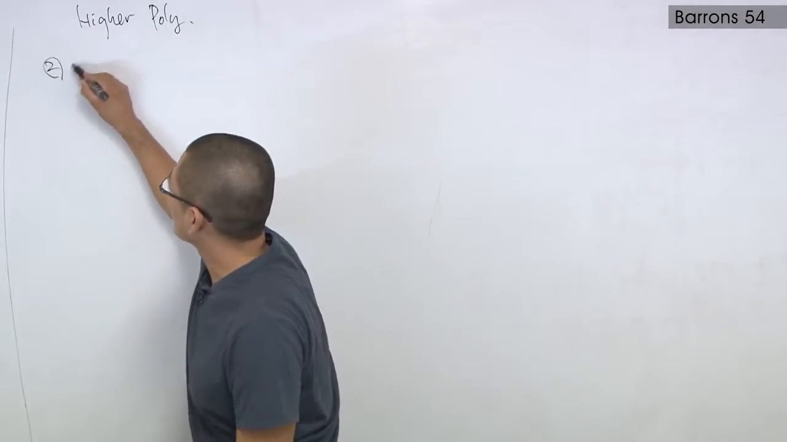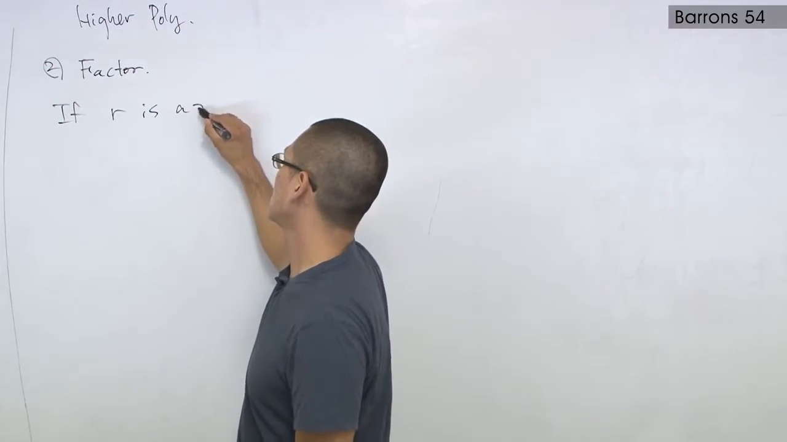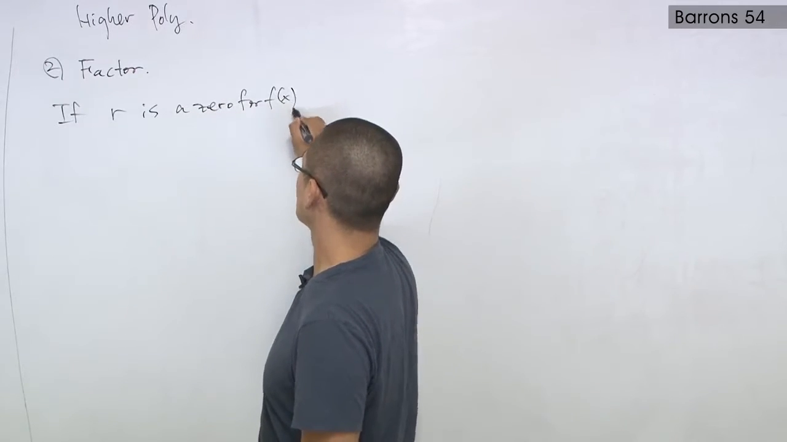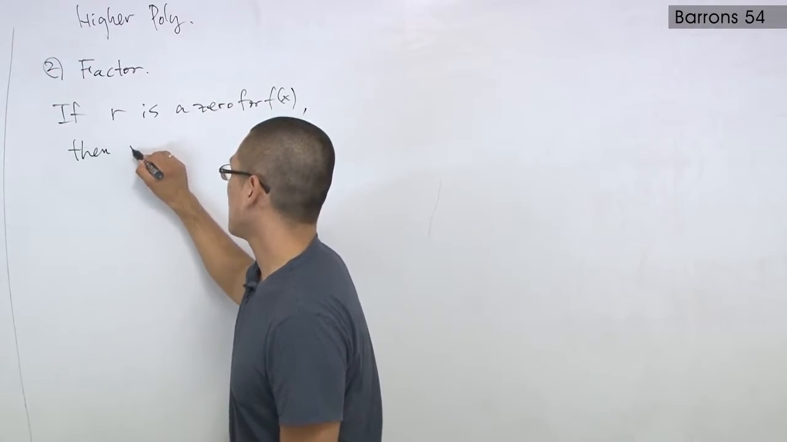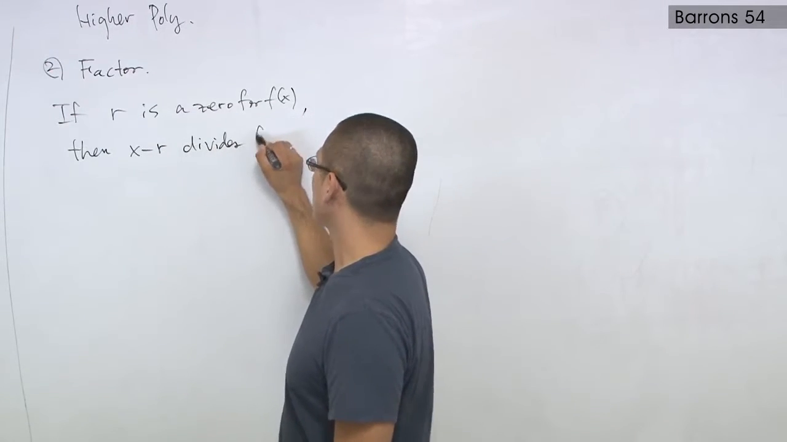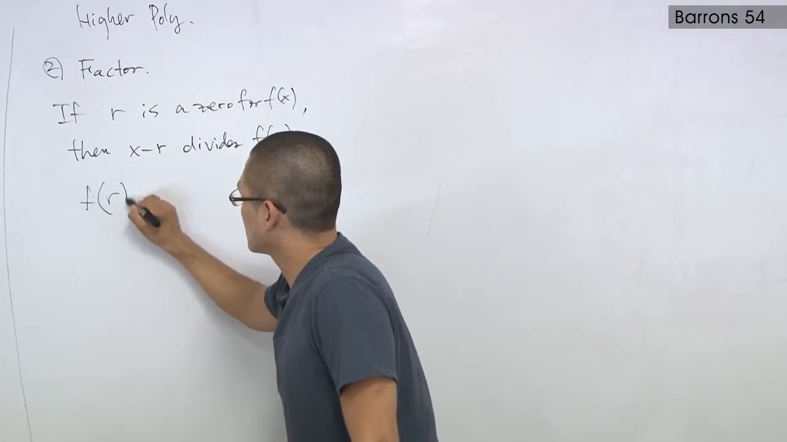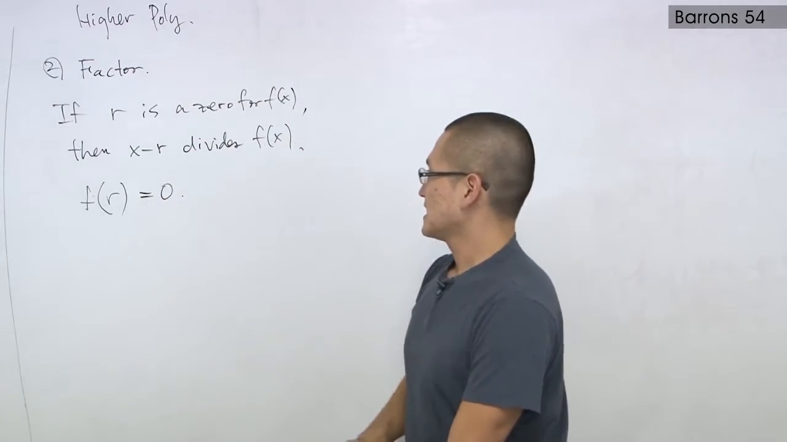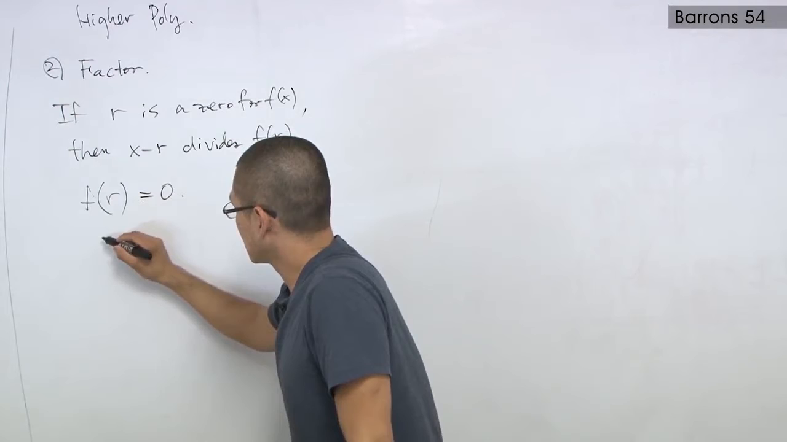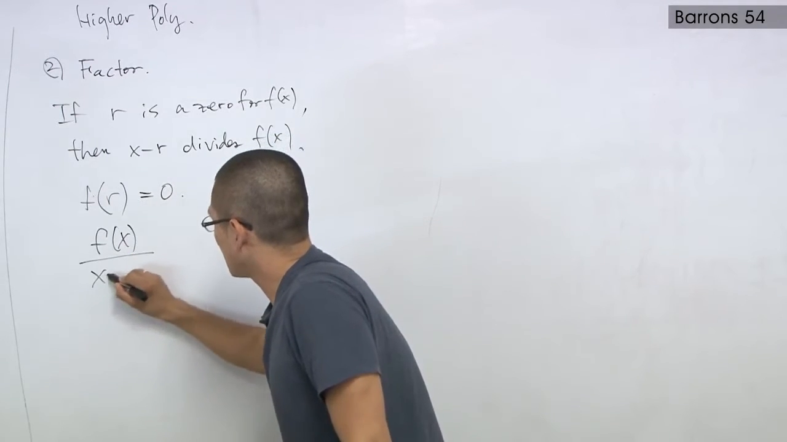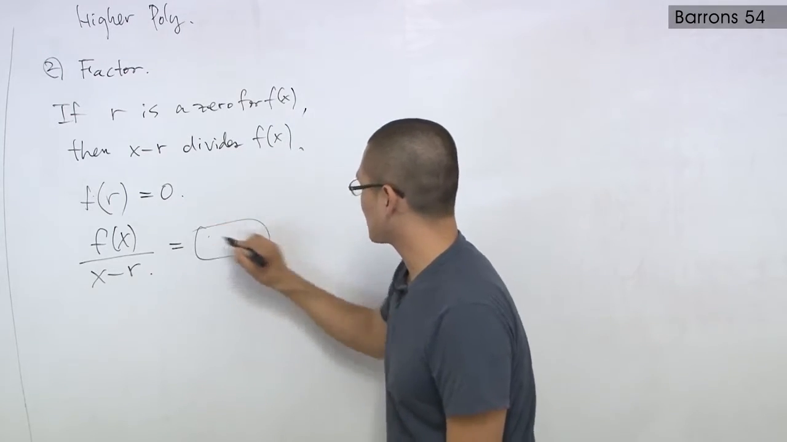All right, next thing, let's talk about the factor theorem. The factor theorem is saying that if r is a 0 for f of x, which means when I plug r into f of x, you get 0, right? Then x minus r divides f of x without any remainder. So it's really saying this. R is a 0 of f of x, which means when I plug r into f, I get 0. Then it's really saying the exact same thing as the remainder theorem. It's saying that f of x divided by x minus r gives you 0 remainder. Now it's going to get something, but no remainder.